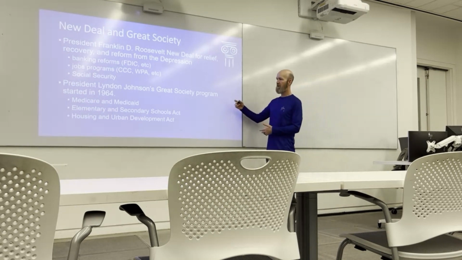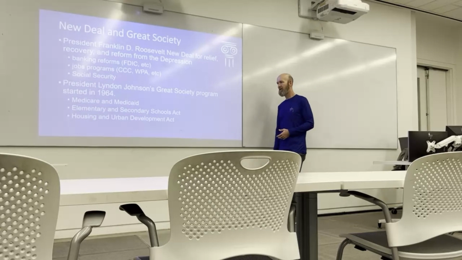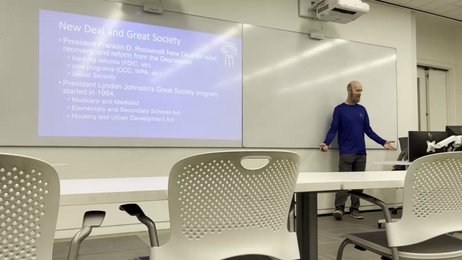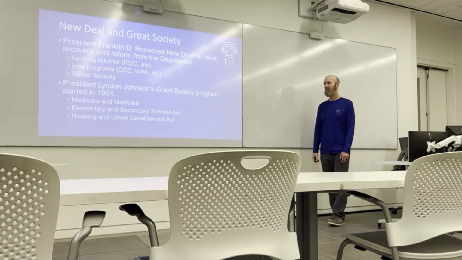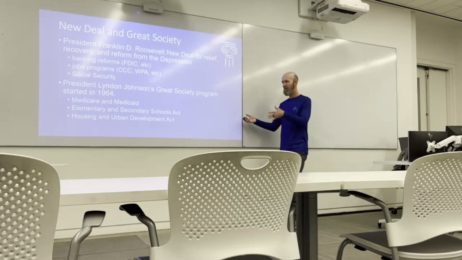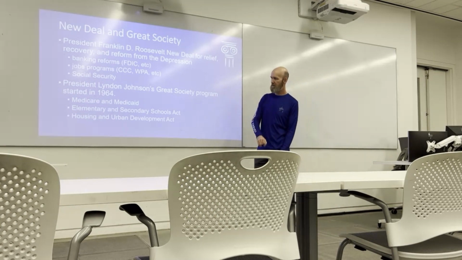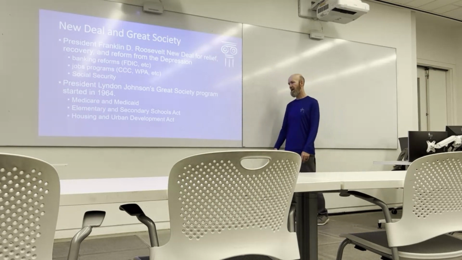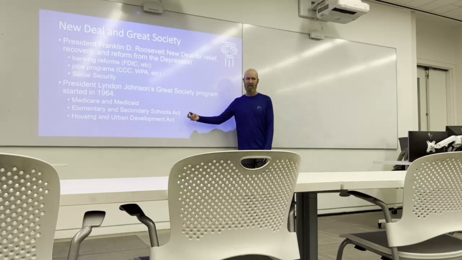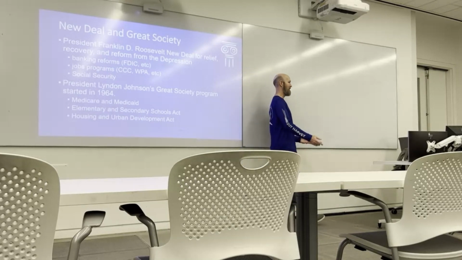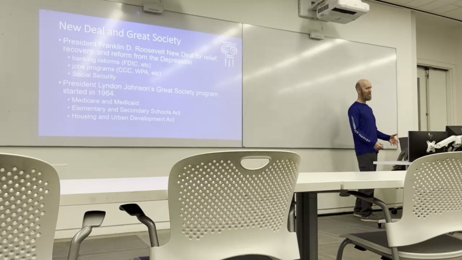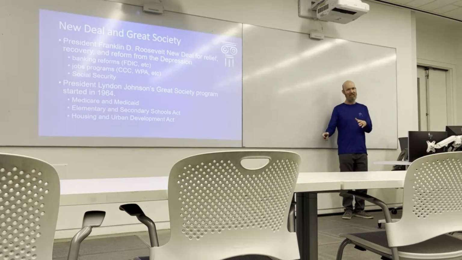Similarly, President Johnson in the 1960s came up with what he called the Great Society. The Great Society was basically the war on poverty, doing all sorts of different programs to fight poverty in America. Two of those programs were Medicare and Medicaid, which provide health insurance for elderly people or poor people. The Elementary and Secondary Schools Act provides federal funding to public schools if they meet certain conditions. So the government can get state schools to do what they want by dangling this money out there.